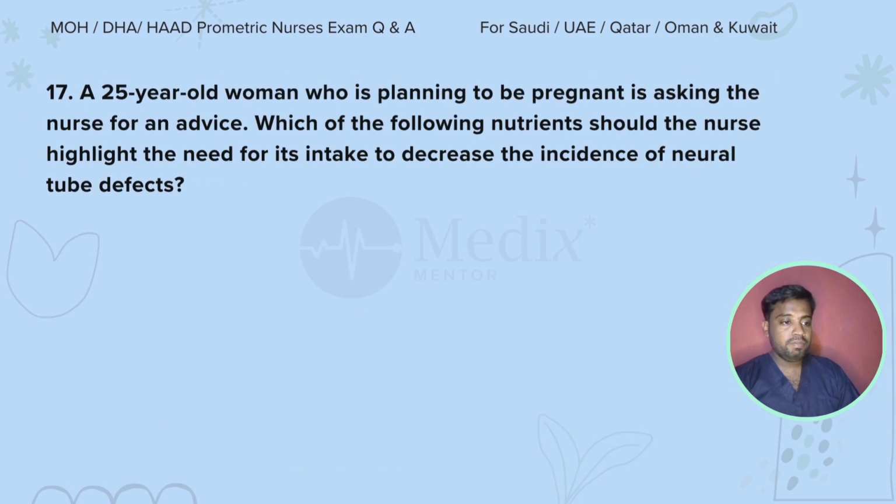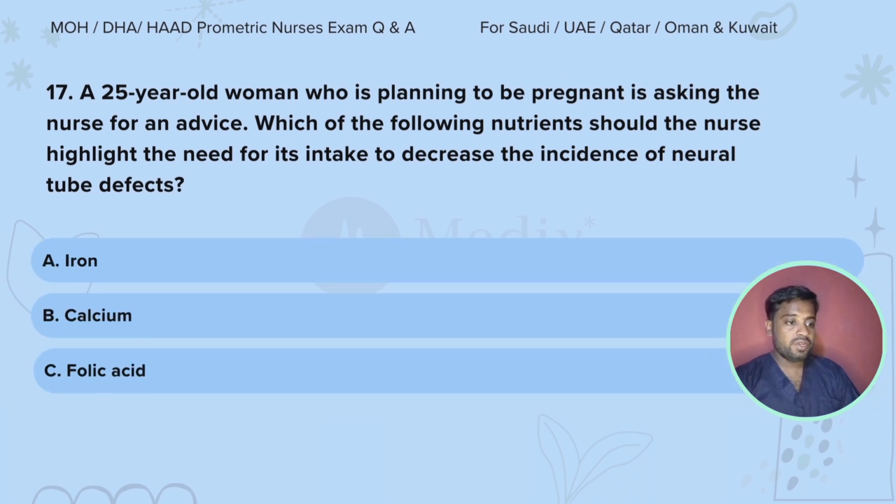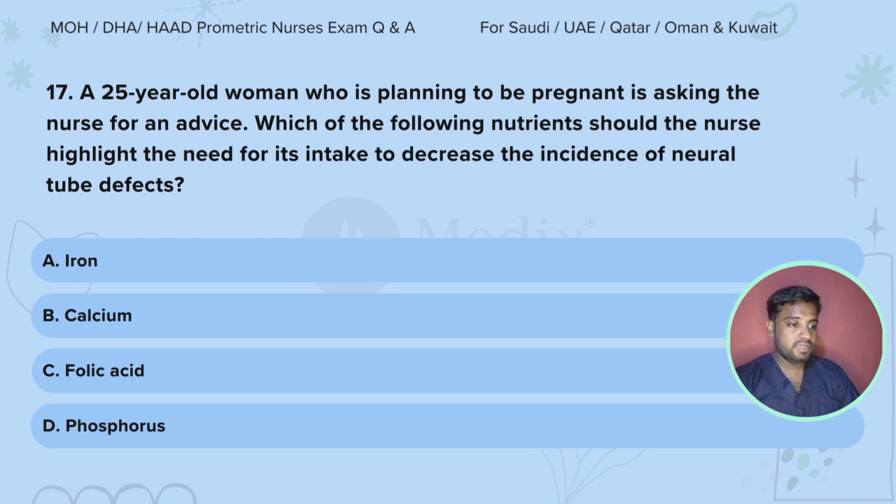Question number 17. A 25-year-old woman who is planning to become pregnant is asking the nurse for advice. Which of the following nutrients should the nurse highlight the need for its intake to decrease the incidence of neural tube defects? A. Iron. B. Calcium. C. Folic acid. D. Phosphorus.